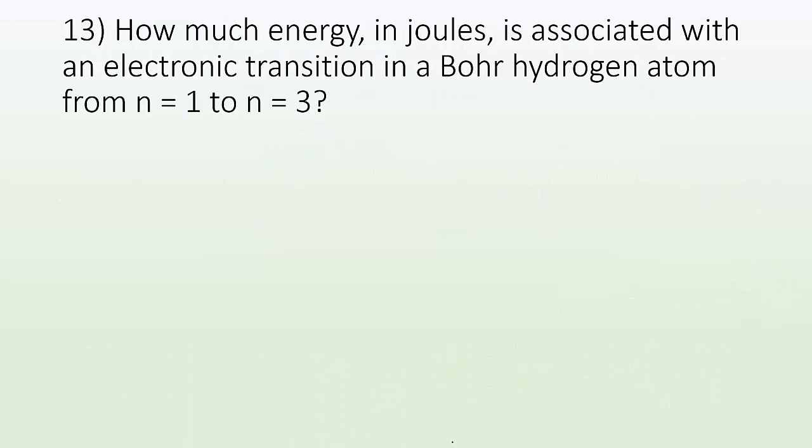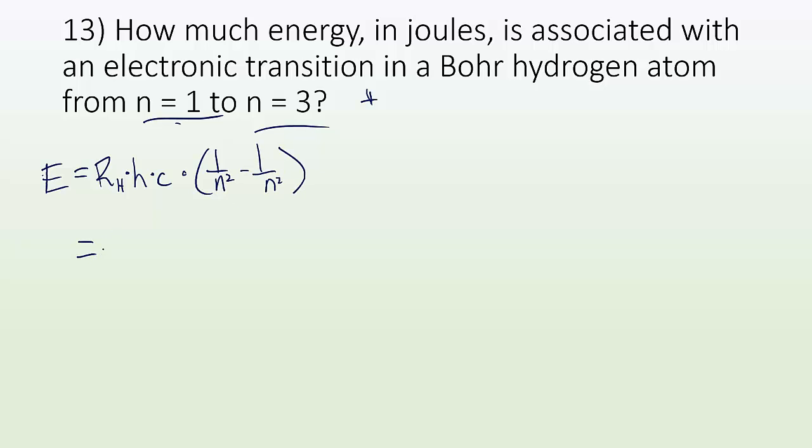13. How much energy in joules is associated with an electronic transition in a Bohr hydrogen atom from n=1 to n=3? Going from 1 to 3, I know I'm absorbing energy, and I'm going to use the equation I figured out previously. E equals Rydberg's constant times h times c times (1 over n squared minus 1 over n squared). Now I'm just going to plug and chug.